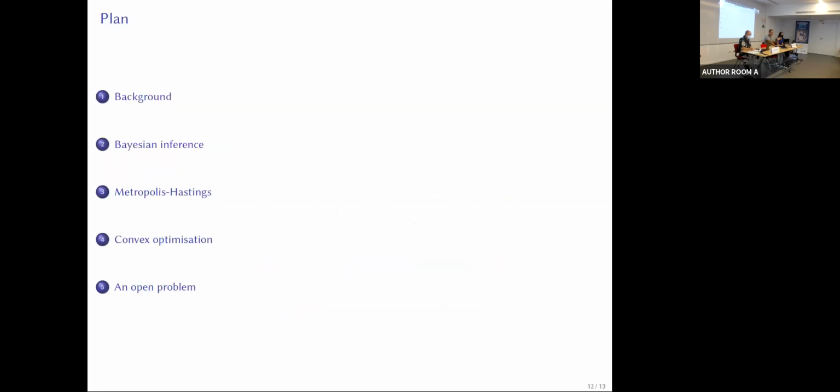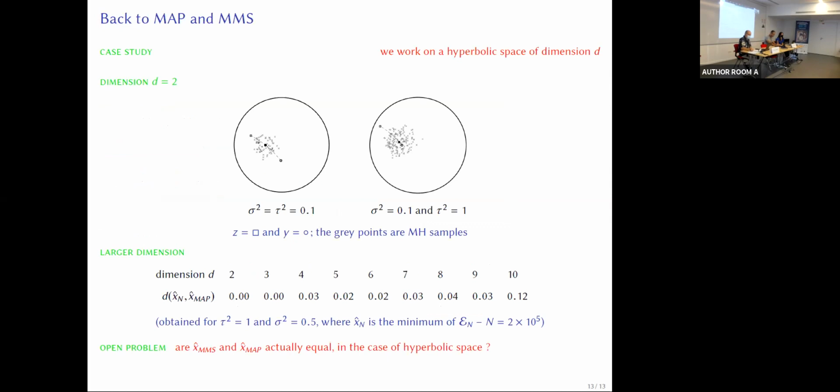So now we have our computational strategy all done. Let's see what it tells us about the MMS estimator. As a case study, I work on a hyperbolic space of dimension D, meaning it has constant negative curvature. Here you have the two-dimensional case. The square is the prior, the circle is the observation, the gray dots are the samples generated by the Metropolis-Hastings algorithm, and the black dot is the barycenter of the samples.